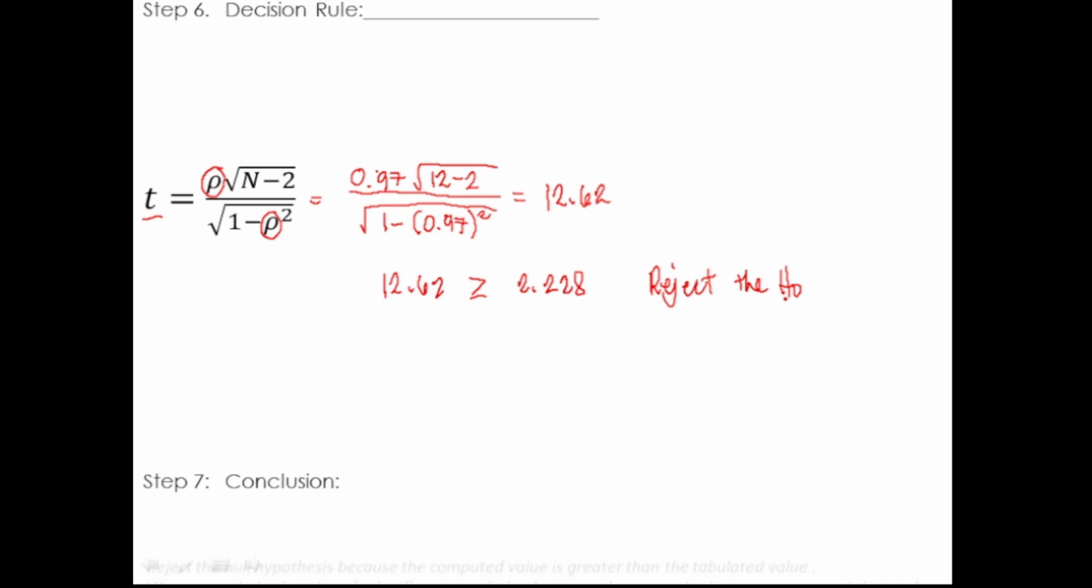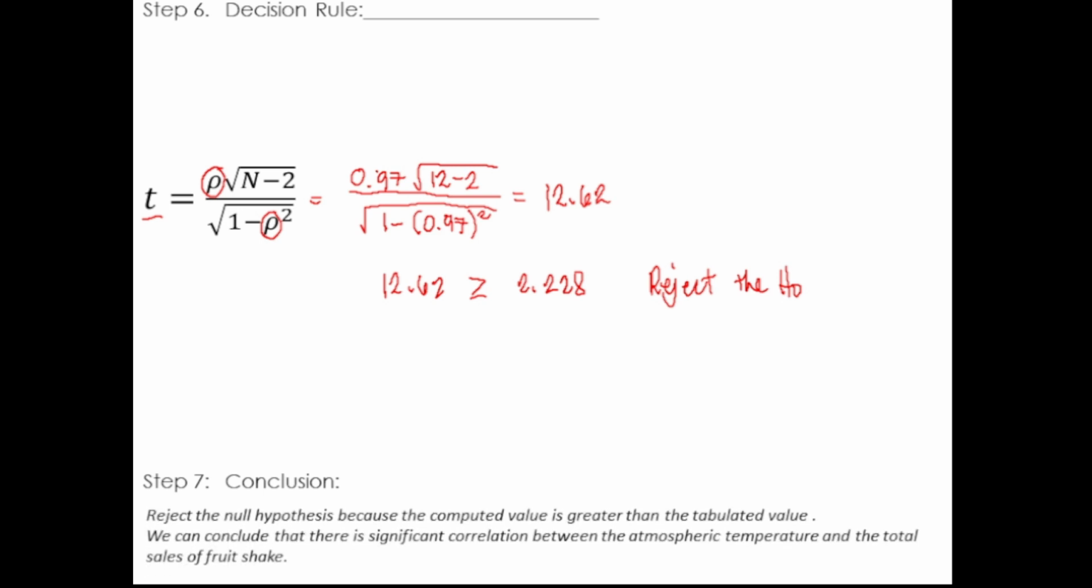Conclusion po na tayo. Reject the null hypothesis because the computed value is greater than the tabulated value. We can conclude that there is significant correlation between the atmospheric temperature and the total sales of fruit shake. So yan po yung pag-compute gamit ang Spearman method.